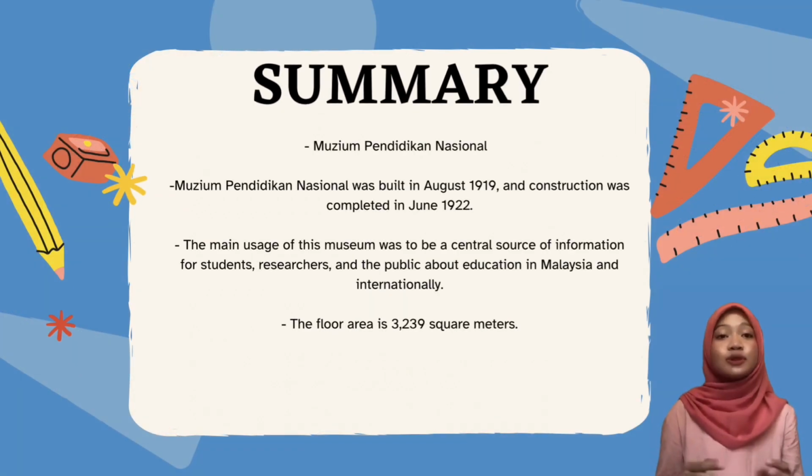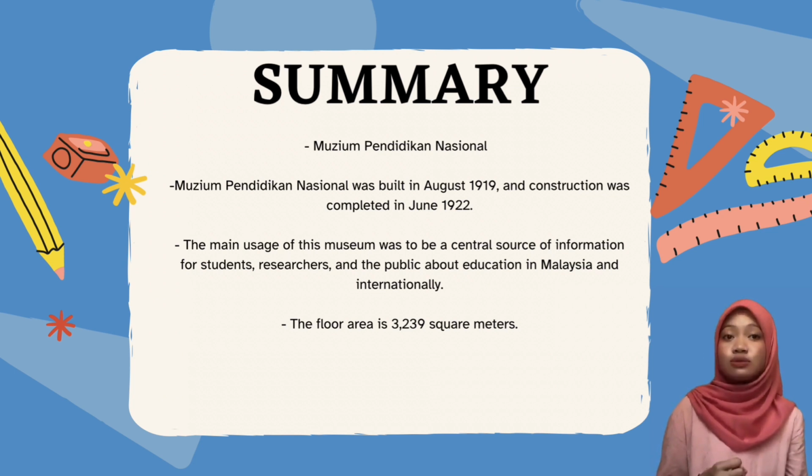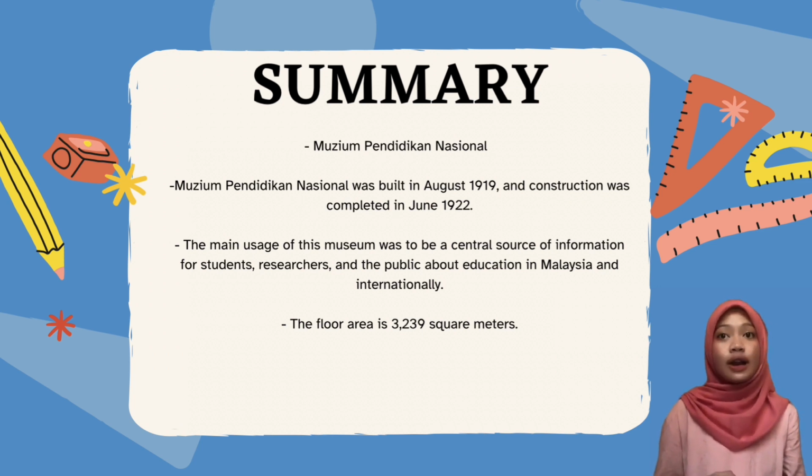To summarize, Muzium Pendidikan Nasional is the building that we have chosen to investigate. Muzium Pendidikan Nasional was built in August 1919 and construction was completed in June 1922. The main usage of this museum was to be the central source of information for students, researchers, and the public about education in Malaysia and internationally. But technically, there are a lot of other usages of Muzium Pendidikan Nasional, such as maintaining and restoring education heritage in Malaysia, either in tangible or intangible form, through R&D based on education heritage, and many more.